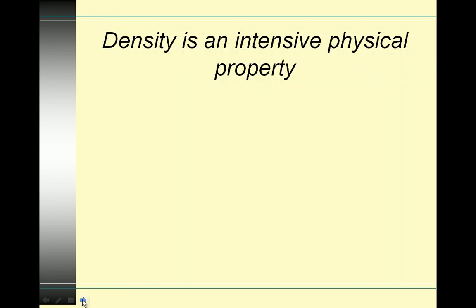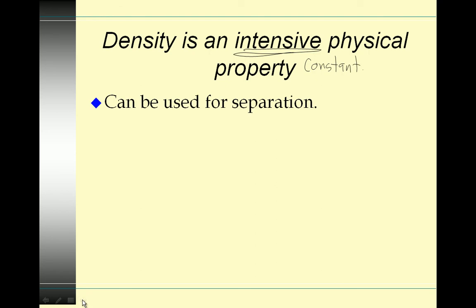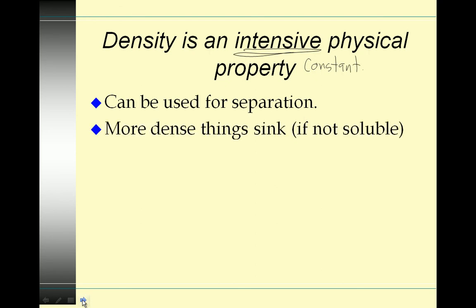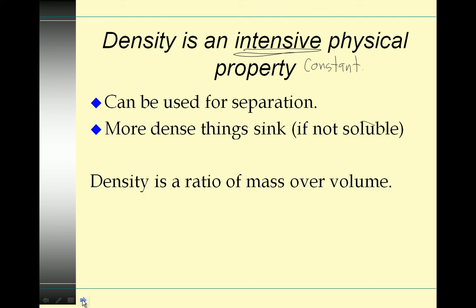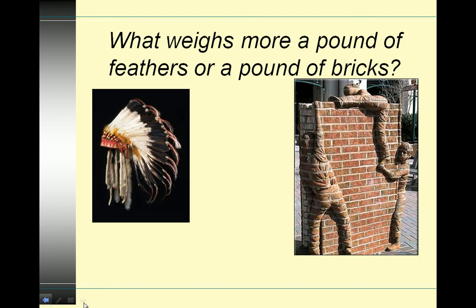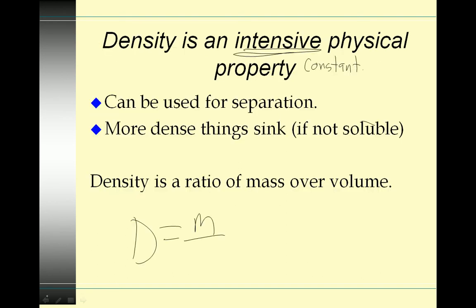All right. Density is an intensive physical property. Now, this sadly was on worksheet number 1. An intensive physical property means one that is constant and doesn't change. So your density is constant, and you can use it to identify things. Density can also be used for separating things. More dense things sink if they're not going to dissolve. Density is a ratio of mass over volume. So the formula for density is, well, I guess that's right here. The formula for density is mass over volume.